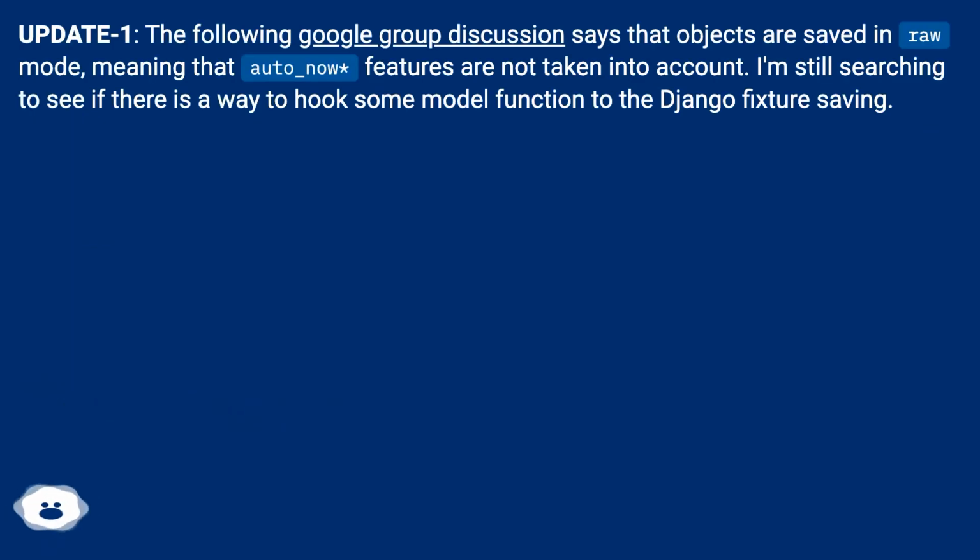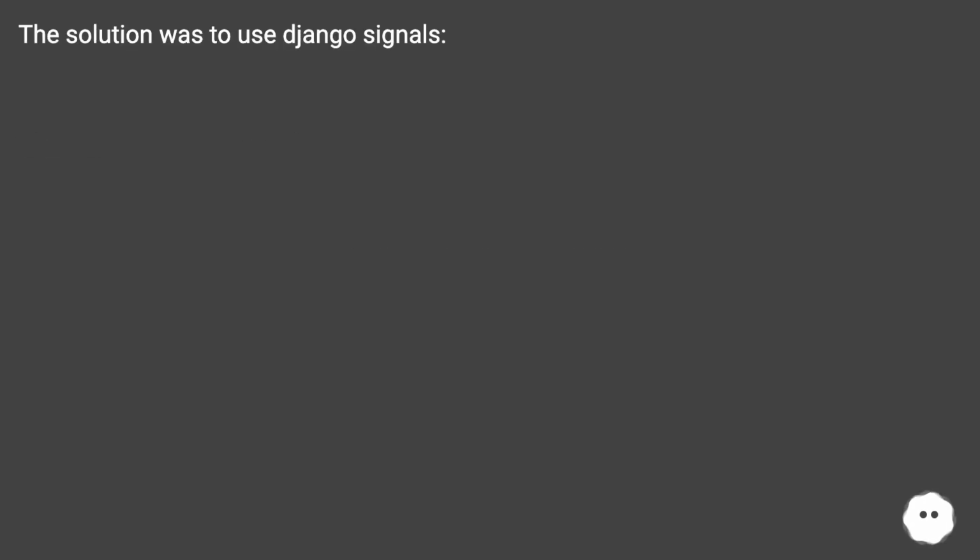Update 1: the following Google group discussion says that objects are saved in raw mode, meaning that auto_now features are not taken into account. I'm still searching to see if there is a way to hook some model function to the Django fixture saving. The solution was to use Django signals.